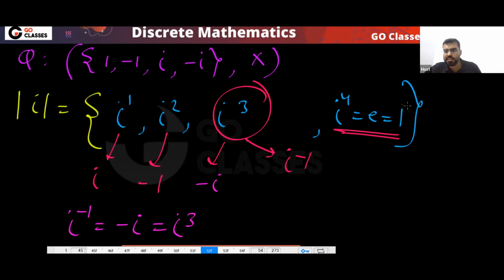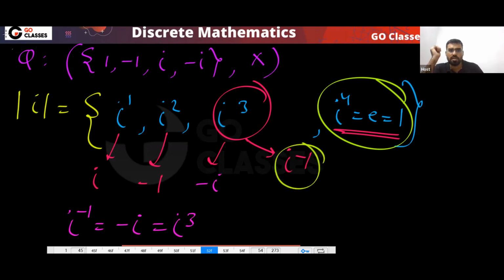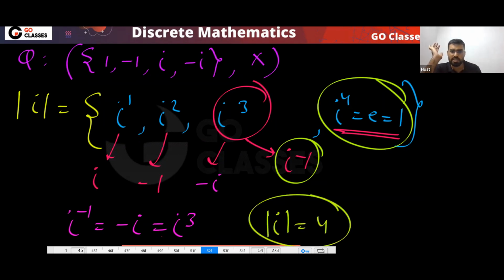So if you get the identity element, then you don't have to worry. You don't have to worry about iota power 0 because you already got the identity element. You don't have to worry about negative powers because this is your iota inverse. So you don't have to go to the negative side. So that is the point. So what is the order of iota? That is 4, because this is the smallest.